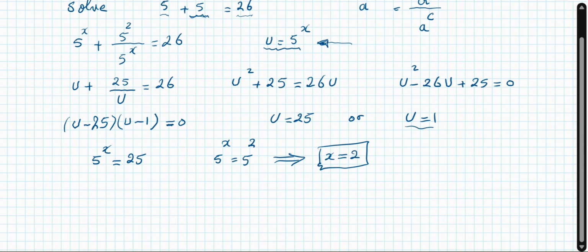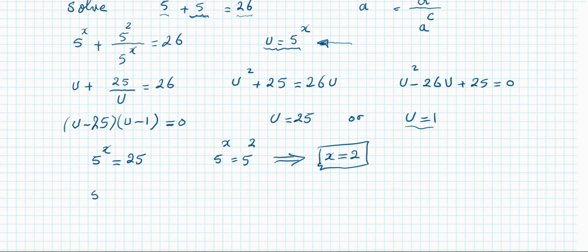For u equal to 1, we find 5 to the power of x is equal to 1. And any number to the power of 0 is equal to 1. So for 1, we write 5 to the power of x equal to 5 to the power of 0. And from here we find that x is equal to 0.